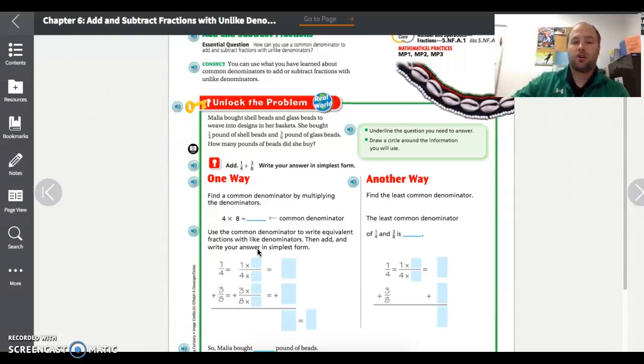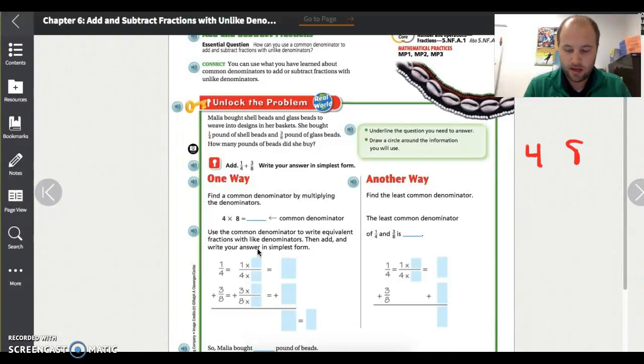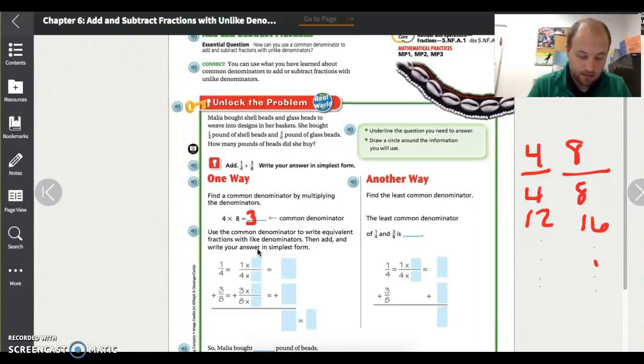Okay, so we have to find a common denominator before we add or subtract fractions. So looking at our two denominators, 4 and 8, we need to figure out what both 4 and 8 can go into. We can either list 4 and 8 off to the side and list our multiples, or we know our multiples, and 4 and 8 can go into a nice number like 32.